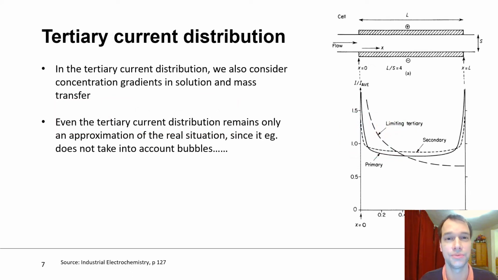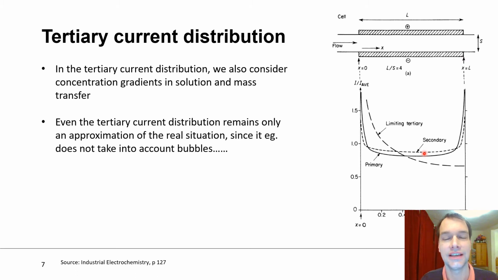The last current distribution I will discuss is the tertiary current distribution, in which concentration gradients are also taken into account. Now, to show the effects of such a concentration gradient, let's look at this example of a parallel plate flow cell. Here you see the primary, secondary, and tertiary current distribution. What you can see is that the primary current distribution, the black line here, has high currents at the edges, so these points. And if you have looked at the quiz question, you will realize why that is.